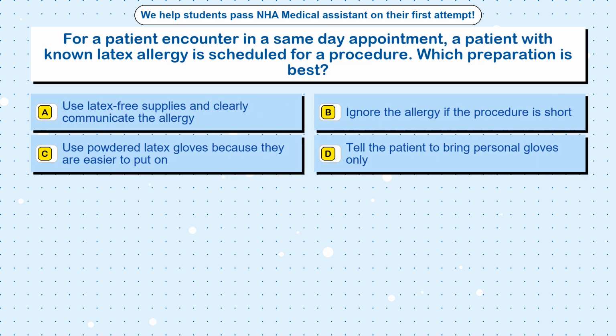Question 2. For a patient encounter in a same-day appointment, a patient with known latex allergy is scheduled for a procedure. Which preparation is best? Option A. Use latex-free supplies and clearly communicate the allergy. Option B. Ignore the allergy if the procedure is short. Option C. Use powdered latex gloves because they are easier to put on. Option D. Tell the patient to bring personal gloves only.